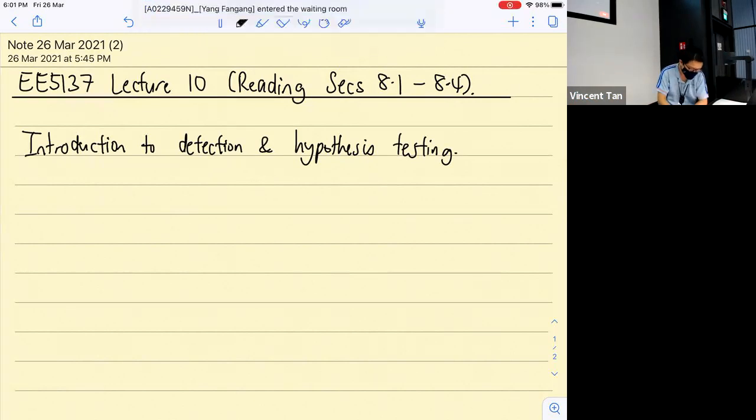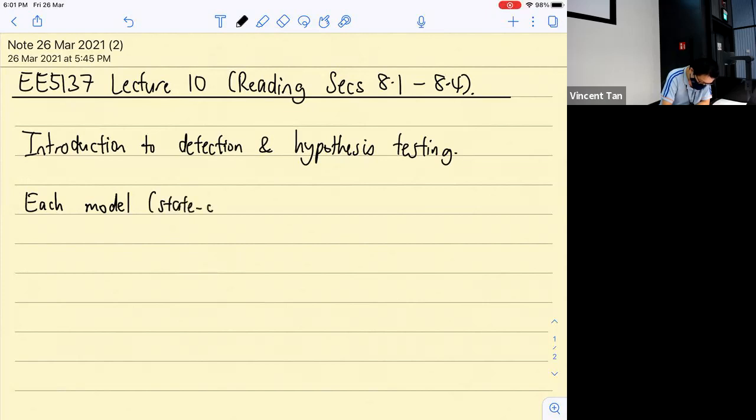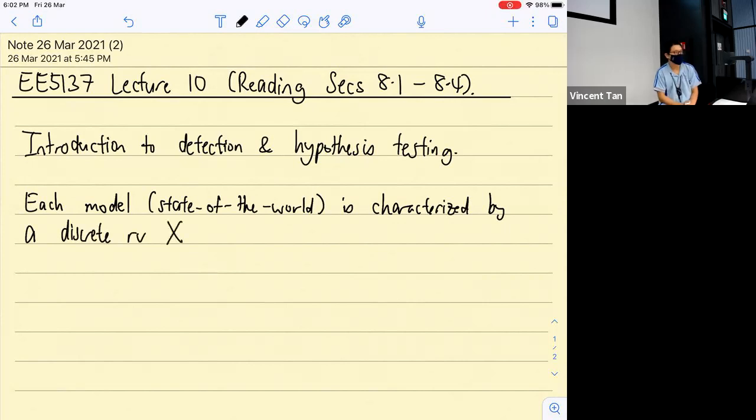Okay, so what is detection and hypothesis testing? This is a very classical topic, but I hope that everyone knows this because it's very useful in statistics. So there is a model, and each model represents the state of the world. And it is characterized by a discrete random variable. And in this chapter, we will use X to denote a hypothesis. Okay, this is known as the hypothesis.